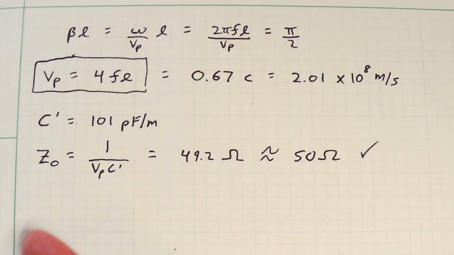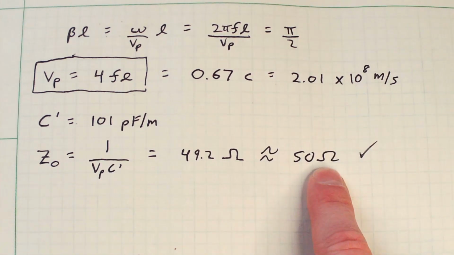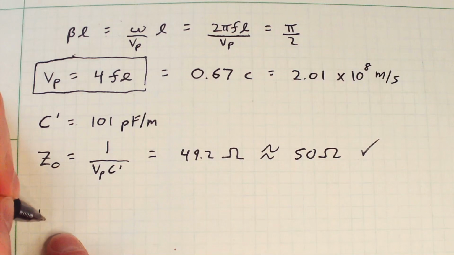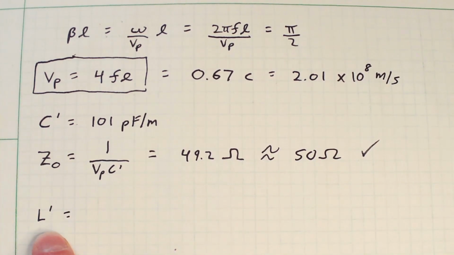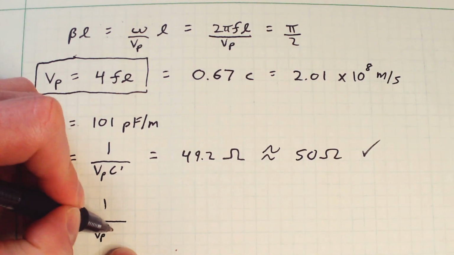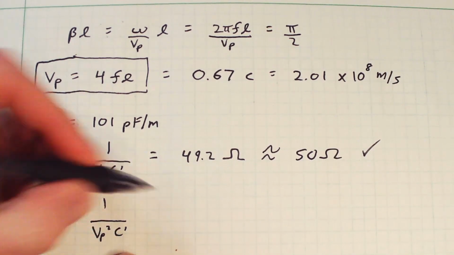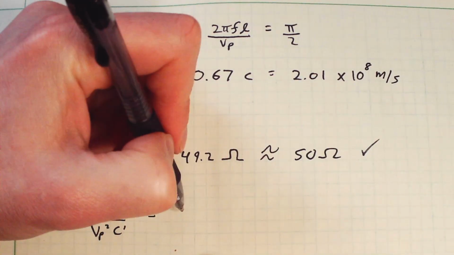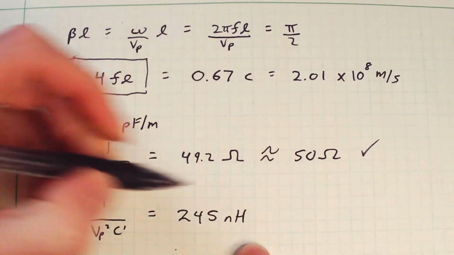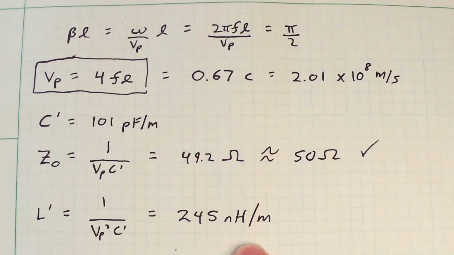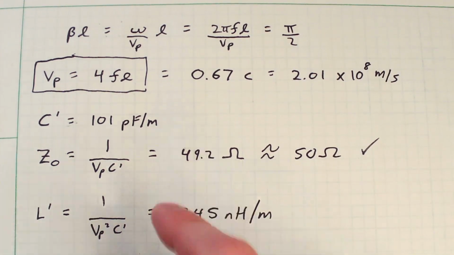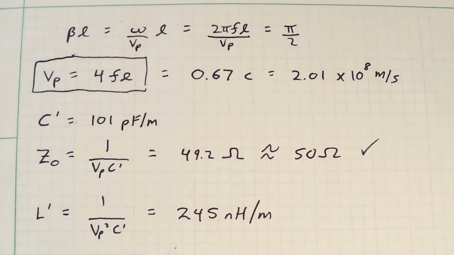But of course, if this was a 75 ohm cable, you would get something very close to 75 ohms as well. Likewise, if I want to calculate the characteristic inductance, I can just say 1 over V sub p squared times C prime, and you plug in all the numbers, and you'll get something on the order of about 245 nanohenries per meter, which again, I already did this calculation offline, and you can double check my values here. You'll get something reasonably close.